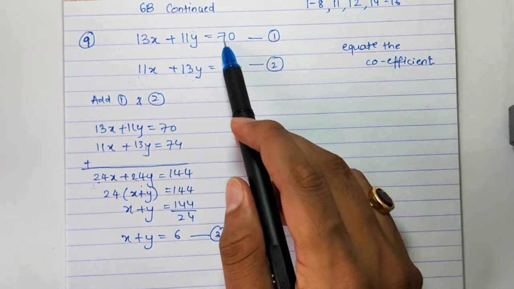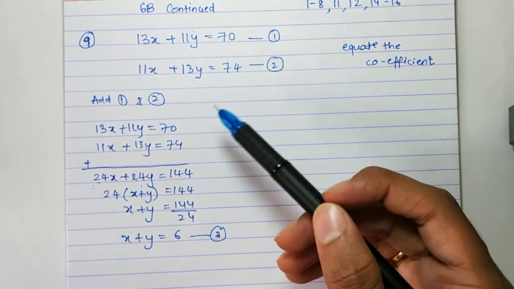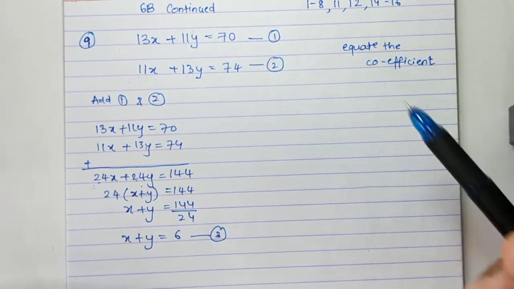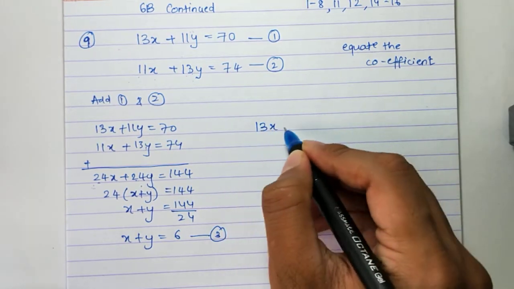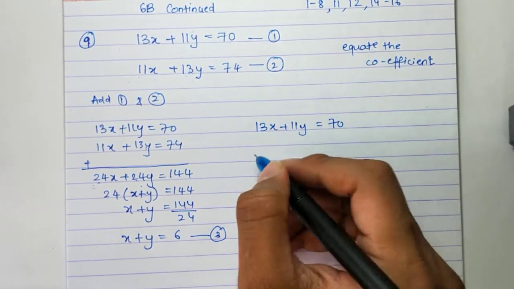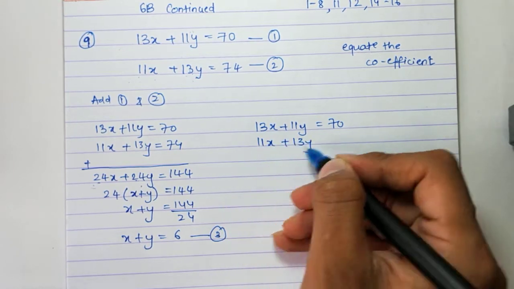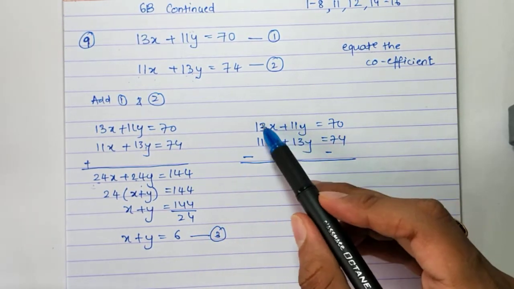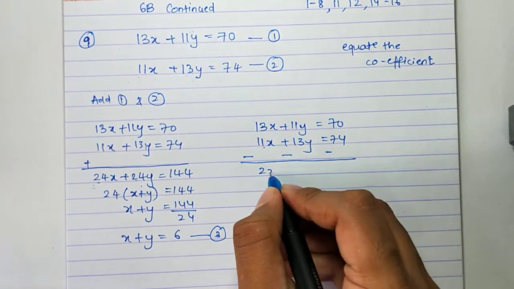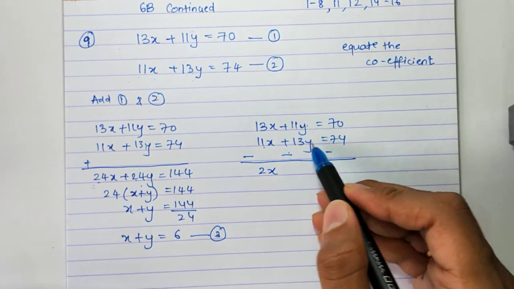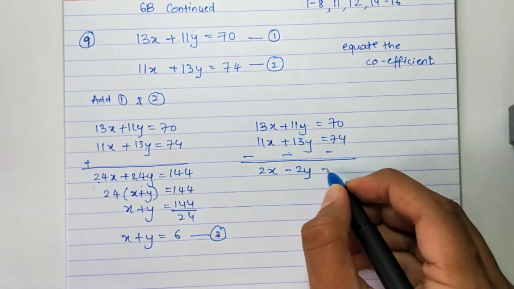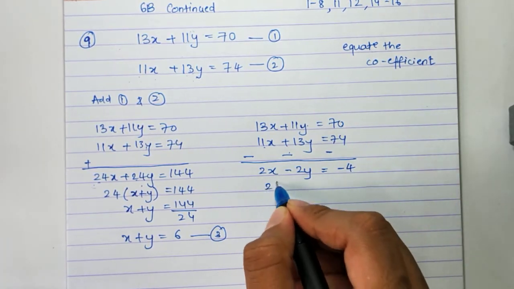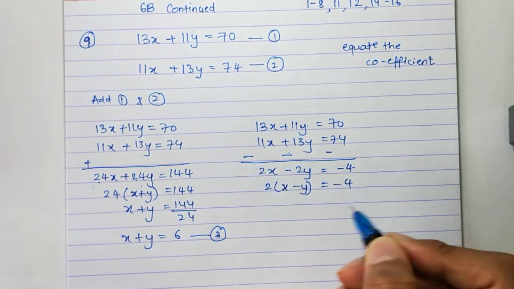Now after this, subtract these two equations. It doesn't matter if you write the second equation first or the first equation second, position doesn't matter. So I will subtract these two equations. Signs will change because we are subtracting. So 13x minus 11x gives 2x, 11y minus 13y gives minus 2y, equals 70 minus 74, that is minus 4. Now take 2 common, so 2 times x minus y equals minus 4.